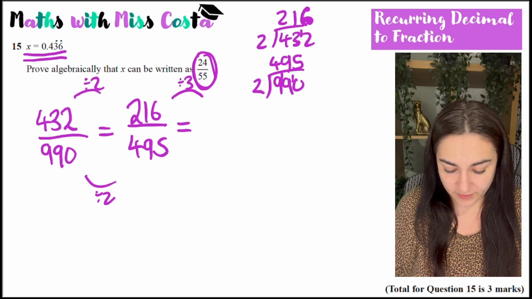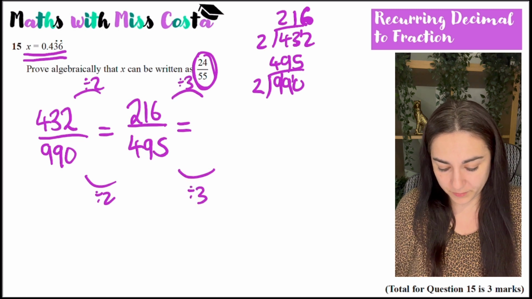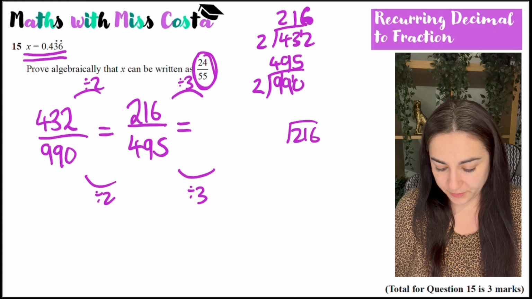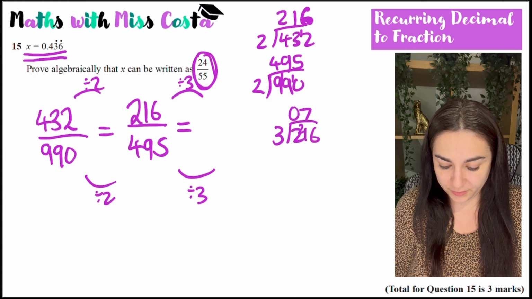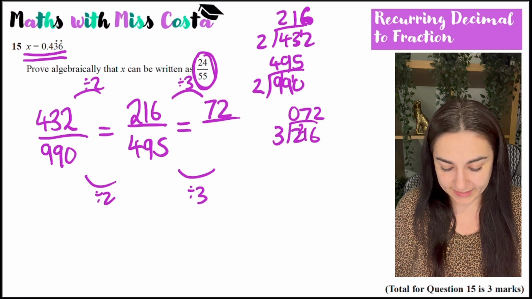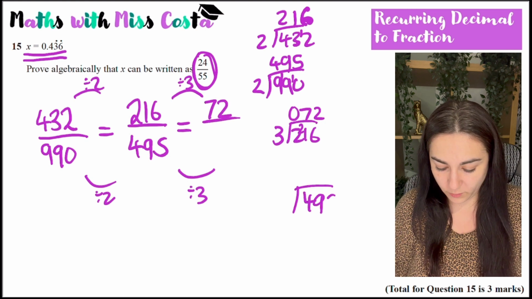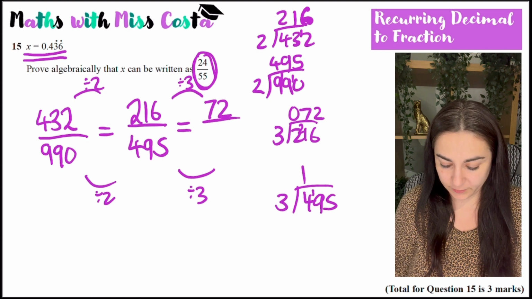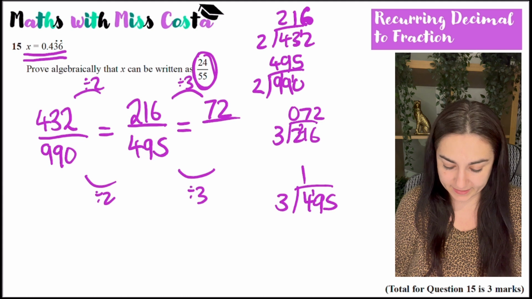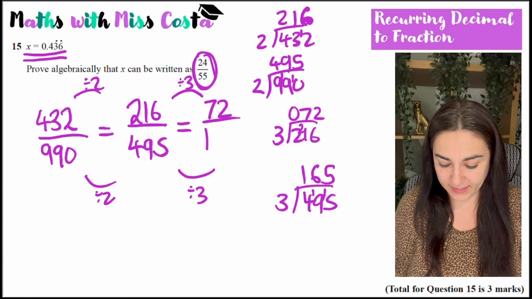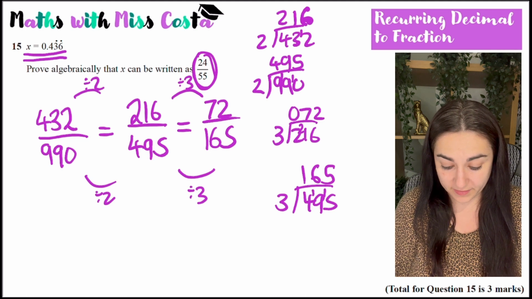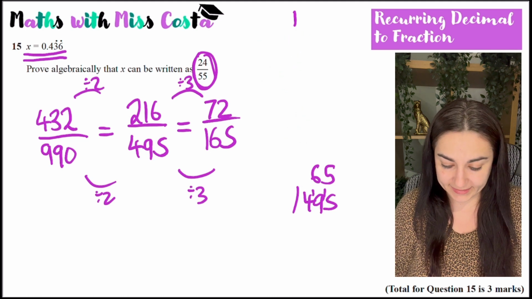So what I can do is try the next prime number, which is 3. So 216 divided by 3. 3's into 2 doesn't go, 3's into 21 is 7, and 3's into 6 is 2. So that would become 72, and then 495 divided by 3. 3's into 4 is once, remainder 1. 3's into 19 is 6, remainder 1, and 3's into 15 is 5. So I'm left with 72 over 165.